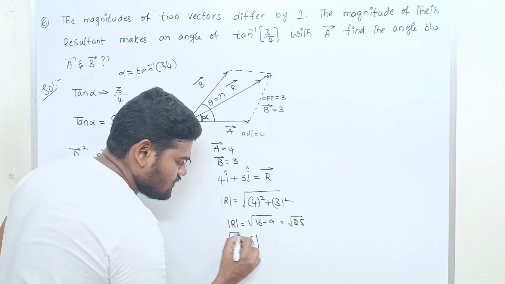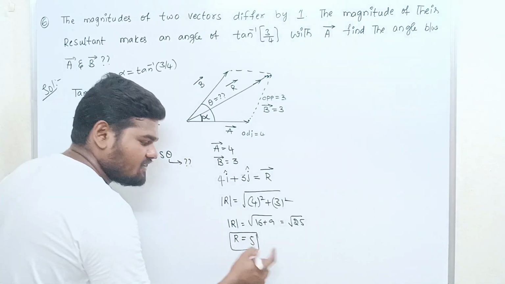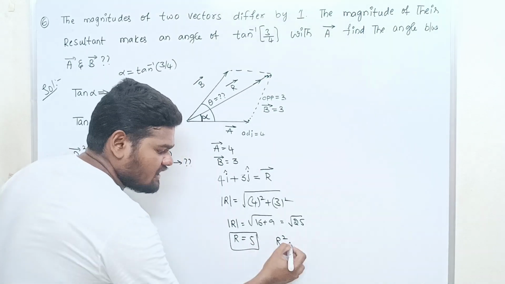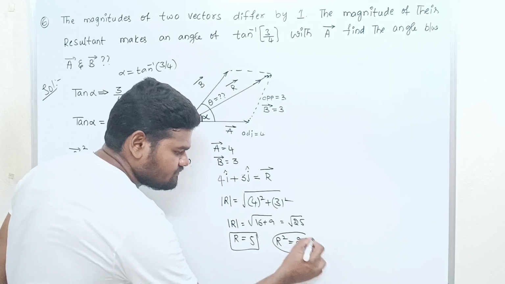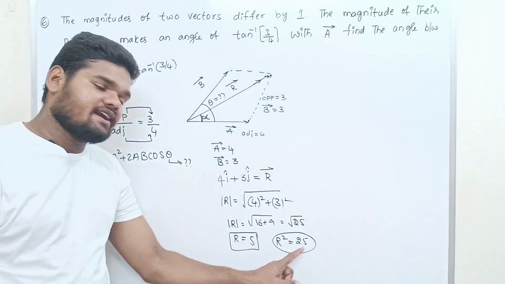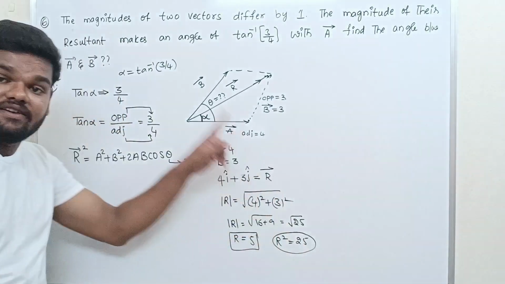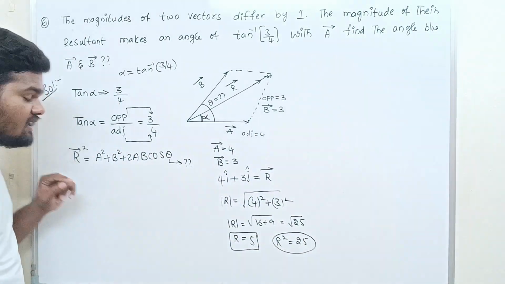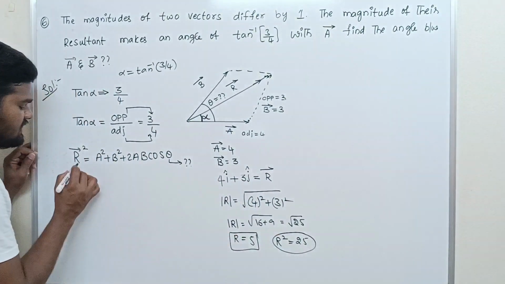Then you will get r is equal to how much? 5. If you want to find r square, it is how much? 25. So just square on either side, you will get r square. Okay, just take this r square value and substitute here.